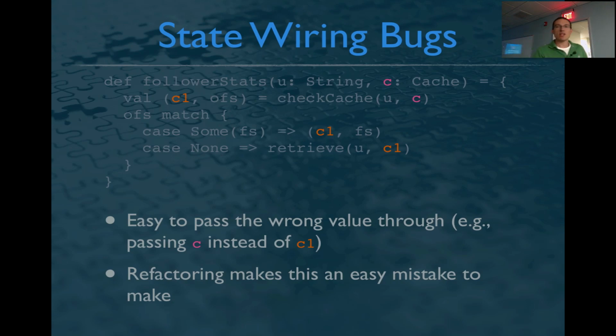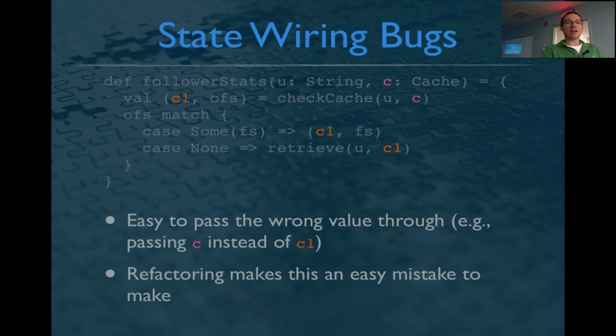If I had retrieve u comma c on that case none, what would happen is when we first came to file our stats, we call check cache. Check cache, remember, is going to say, oh, this particular user, we don't have any cache data for it, so we're going to increment the misses counter. We're going to increment misses to 1 for the cache. But now that's a copy. So C1 is the cache with misses equals 1.